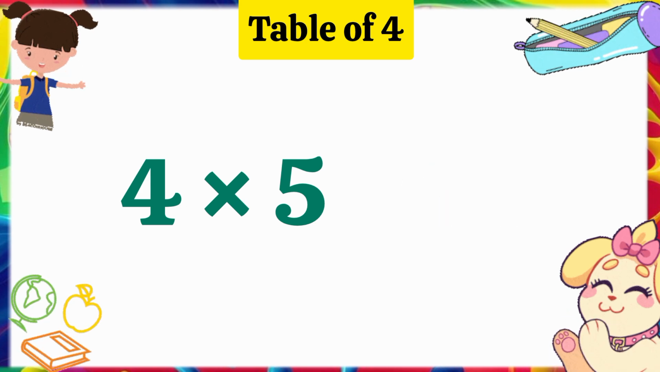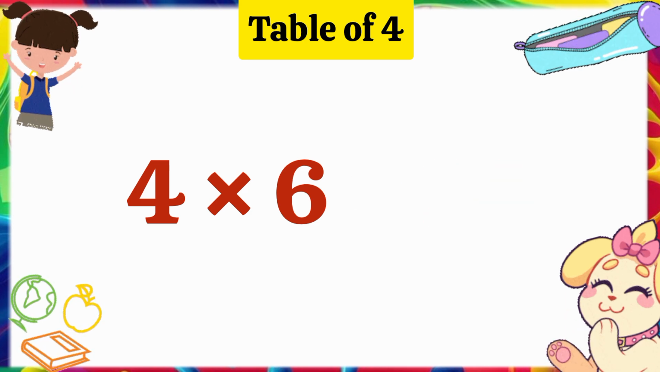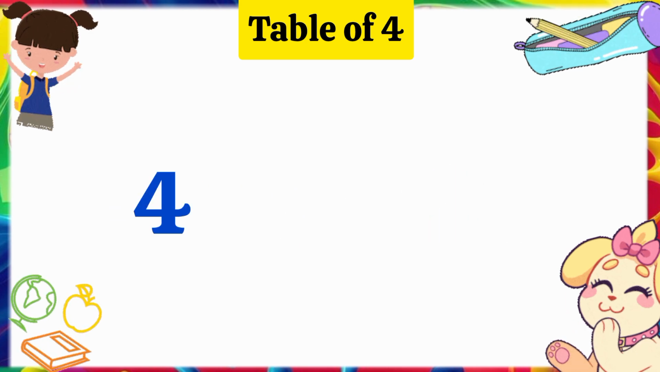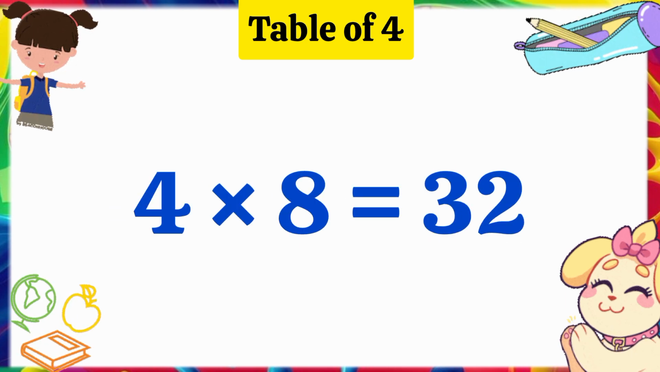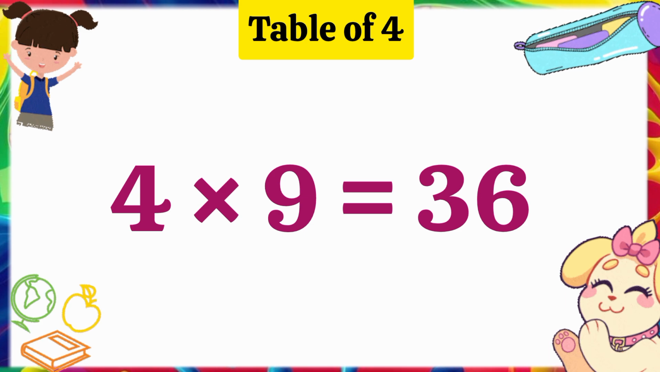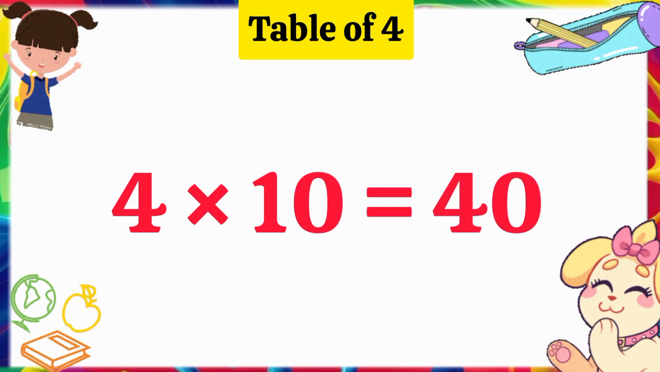4 fives are 20. 4 times 6 equals 24. 4 sixes are 24. 4 times 7 equals 28. 4 sevens are 28. 4 times 8 equals 32. 4 eights are 32. 4 times 9 equals 36. 4 nines are 36. 4 times 10 equals 40.